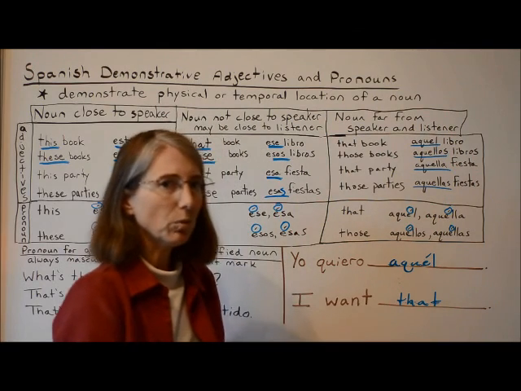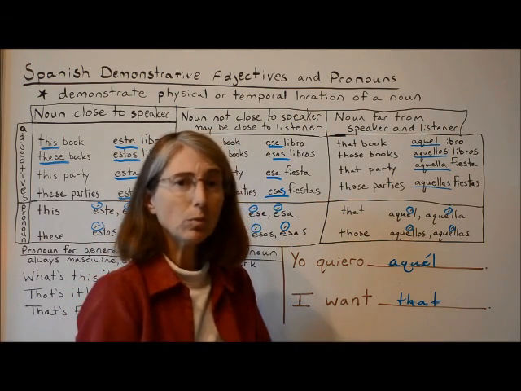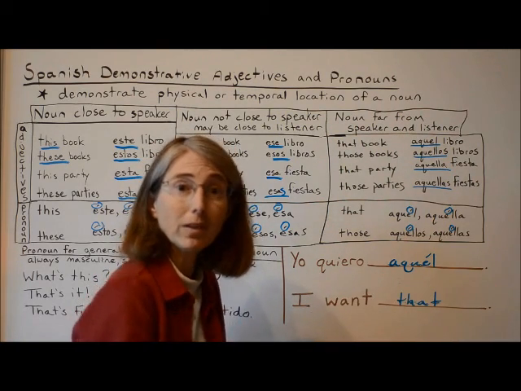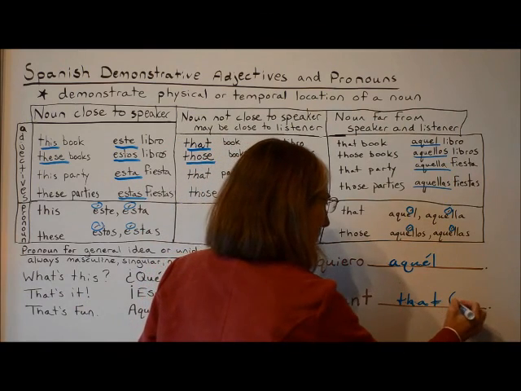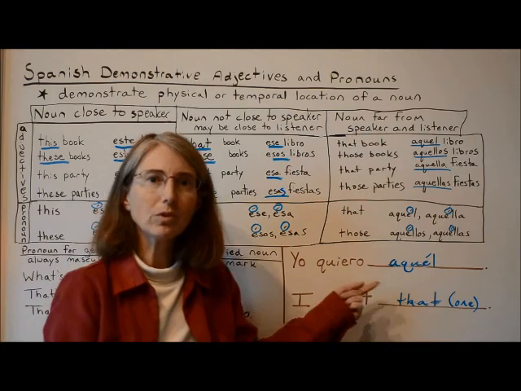Now, a lot of times in English we would say that one. I want that one when we're talking about one book. But in Spanish we don't put the one on there. We just say aquel. So in English we might say, I want that one. But in Spanish we would never do that. We would just say, yo quiero aquel.